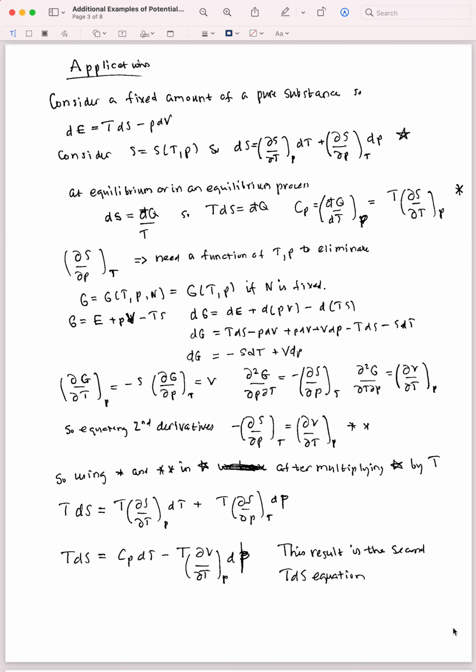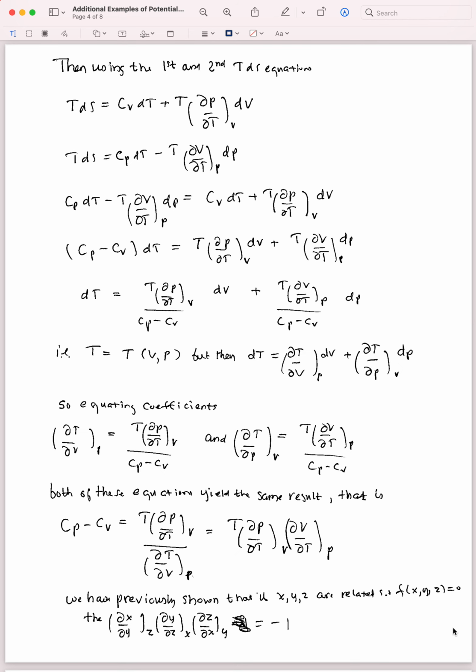Then we get some applications, and we consider a pure substance, and the first thing I do is derive the second TdS equation, because we derived the first TdS equation in class. Then I equate the first and second TdS equations, and I go through and calculate a new result, which is sometimes called the heat capacity equation.